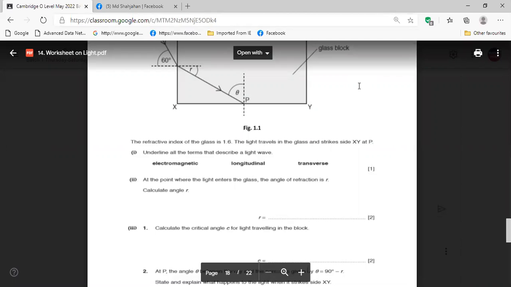Yeah, Monica. n equals sine i by sine r. Yes, sine i by sine r. Very good, your formula is correct. Then will you get it directly or do you have to rearrange? Rearrange. How will you rearrange this? r is equal to sine inverse of sine 60 divided by n. Right, Farabi, right.